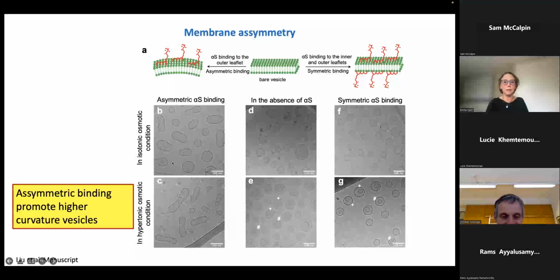Looking at the upper left here, you have symmetric binding of the protein. You see these prolate-like structures. In the middle, you have no protein at all. And on the right, you have symmetric binding of protein. So the protein is added before vesicles are formed. And these basically are identical, they are spherical, so not deformed. And in the lower side, you see that they also respond to external pressure in a similar way as the bare membrane. So basically, asymmetric binding is a key, and that's not unexpected, of course.